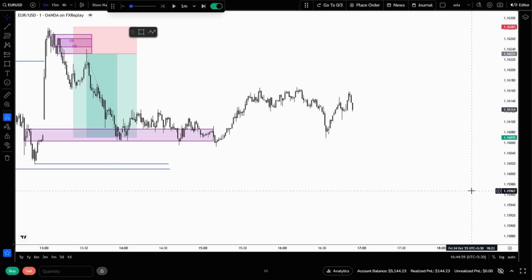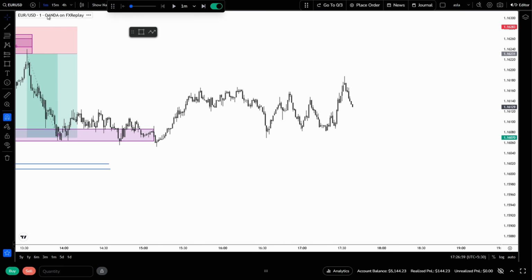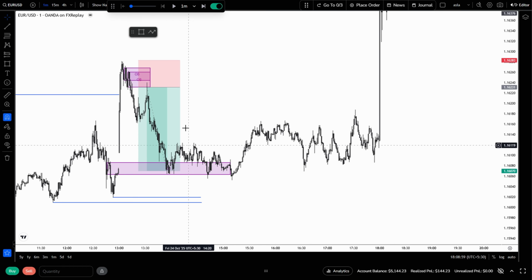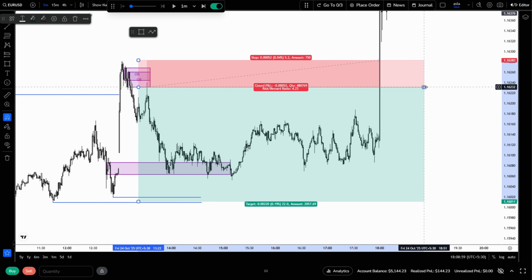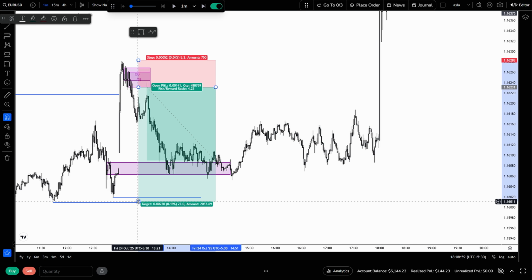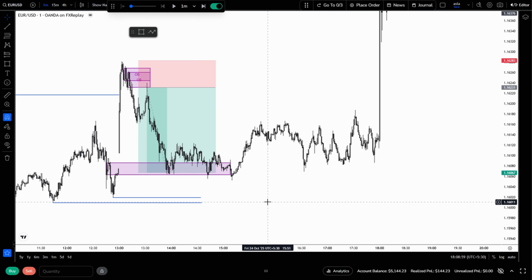That is exactly why I always suggest targeting unfilled PD arrays, whether it is a breaker block or any other valid PD array. You can choose whatever PD array you are comfortable with. Now let's move on to the next way of using breaker blocks in your trading.